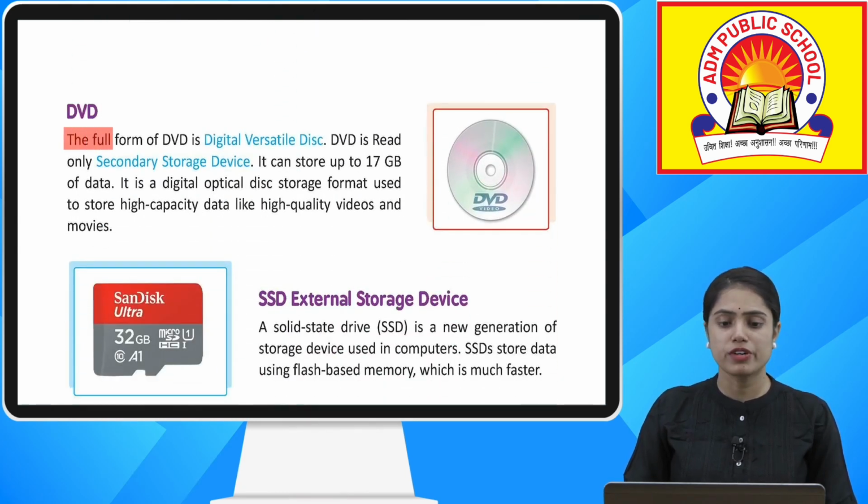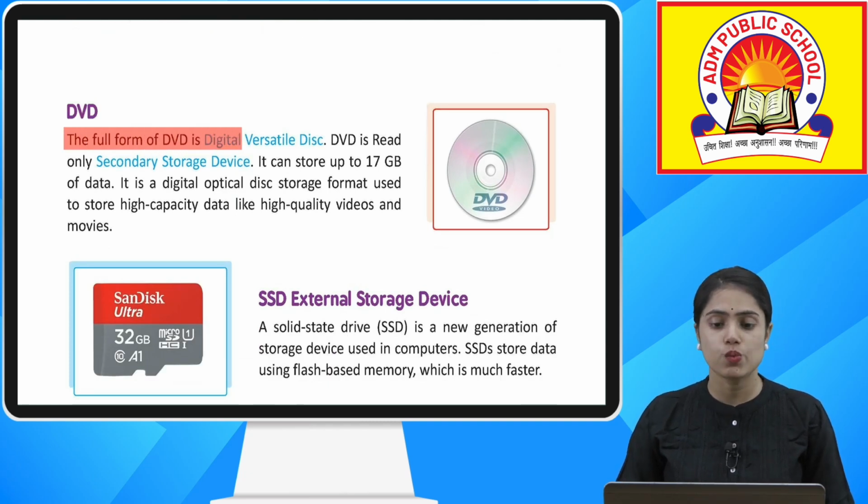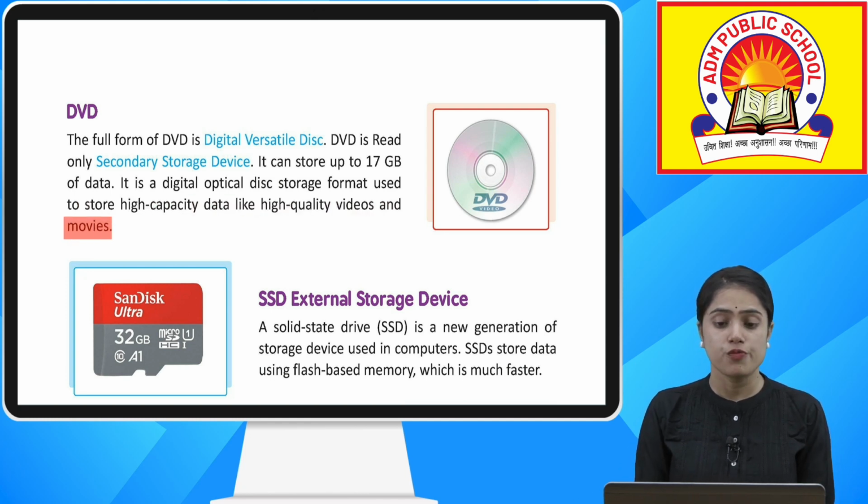DVD. The full form of DVD is what? Digital versatile disk. DVD is a read-only secondary storage device. It can store up to 17 GB of data. It is a digital optical disk storage format used to store high capacity data like high quality videos and movies. In DVD we can store 17 GB of data, and it can also store high capacity data, and the video is always high quality.